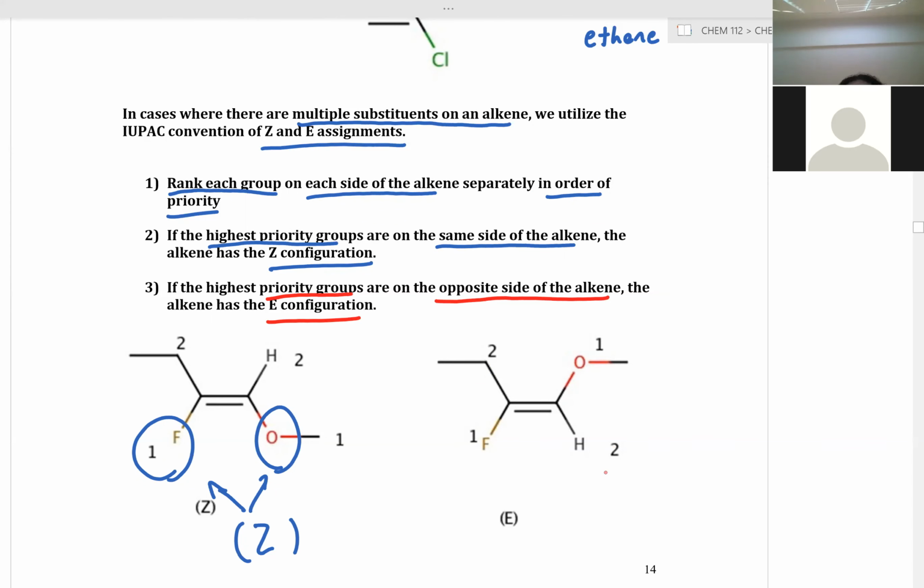In this second example, the fluorine and oxygen, which are our highest priority groups, are on opposite sides, so we would have an E alkene.